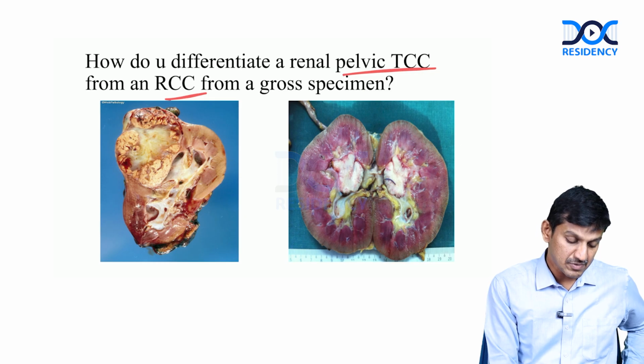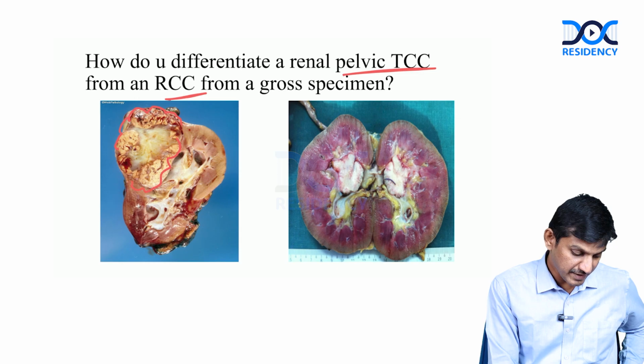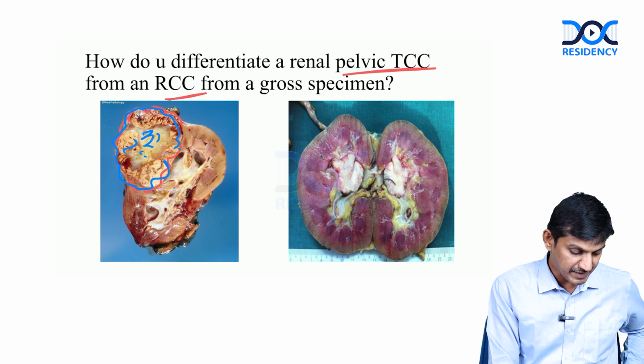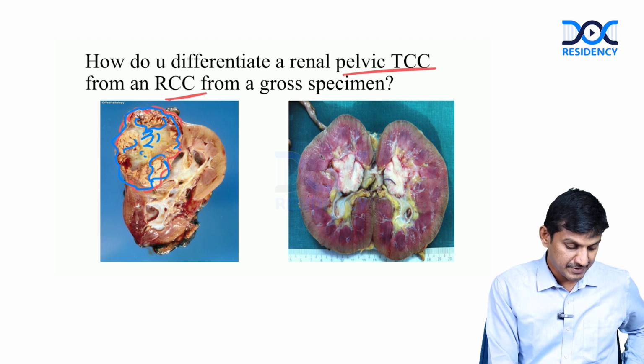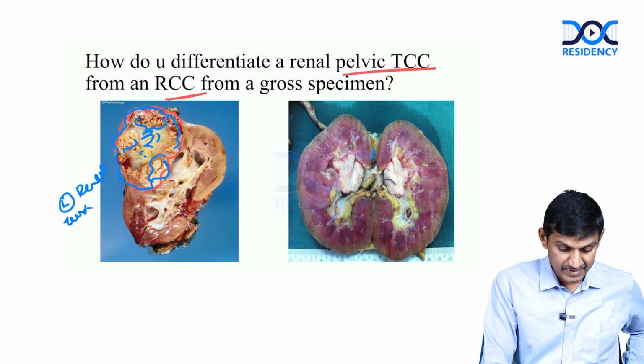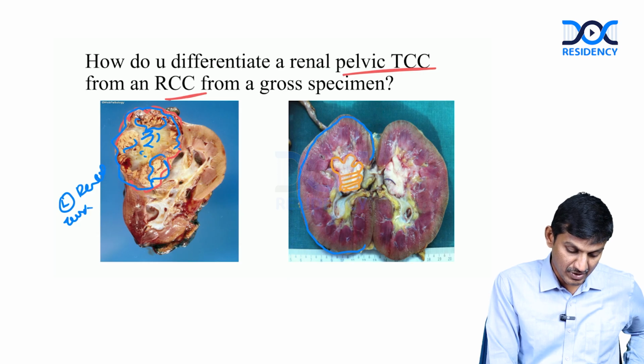So remember, this is again a post-operative specimen. Here what you see is an irregularly shaped lesion arising from the upper pole of the kidney with some areas of central fibrosis and calcification. Okay, this is probably a left-sided renal tumor. Whereas here you see the kidney is normal in shape, but within the renal pelvis, a soft solid mass lesion is seen. So this is probably a transitional cell carcinoma arising from the renal pelvis.